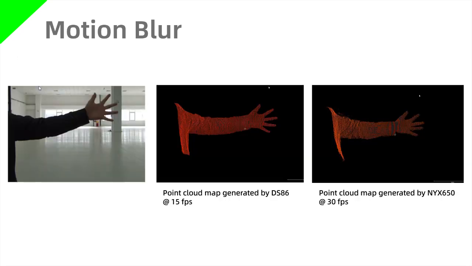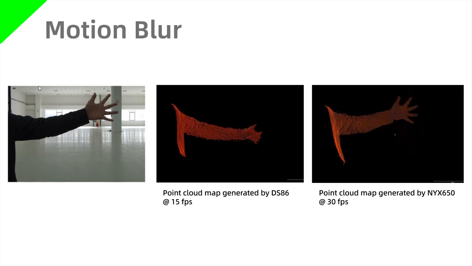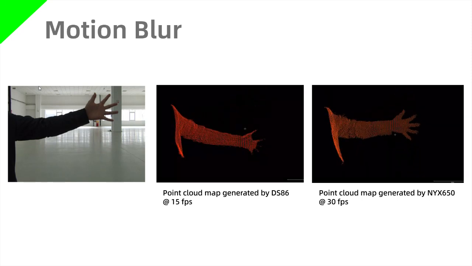There's an example comparing DS86 and NYX 650 in hand-waving tests. Both show high accuracy when static, DS slightly better. During fast motion, NYX maintains stable images with minimal blur.